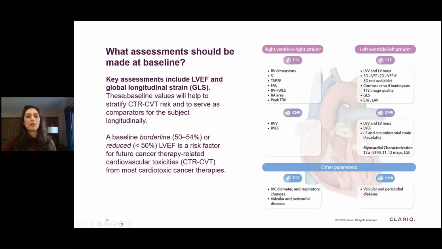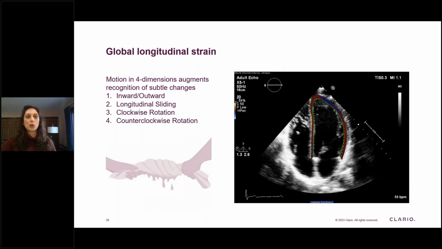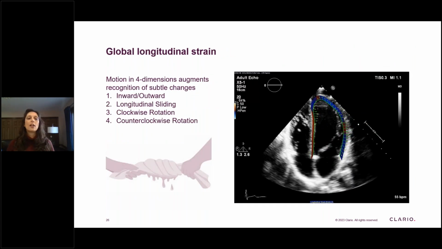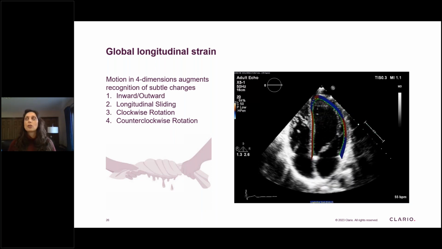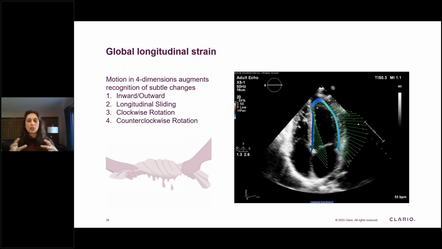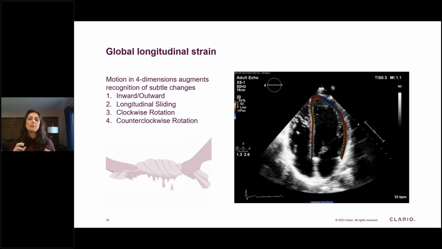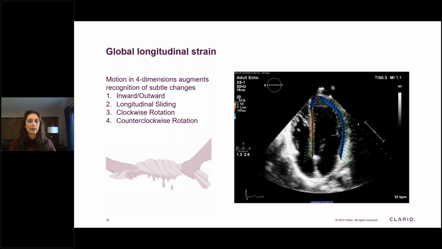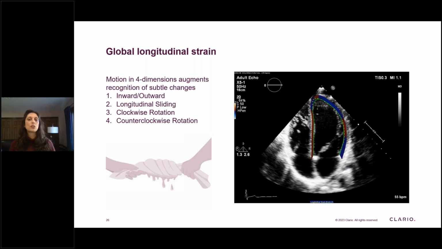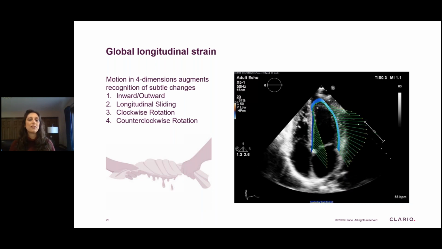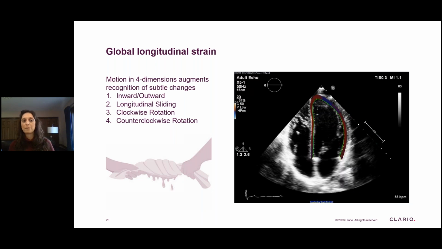On the next slide, we'll evaluate GLS in a little bit more detail, so you can see the video there. GLS uses speckle tracking over the cardiac cycle. People think of the motion of the heart as just moving in and out, but it's actually more akin to wringing out a wet rag. So you're squeezing it, you're moving it in multiple directions, and that's what strain is tracking: that movement of the endocardial border of the left ventricle.